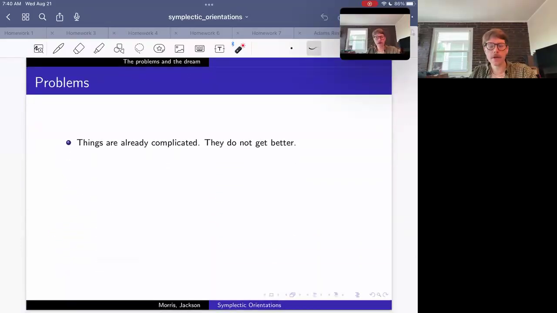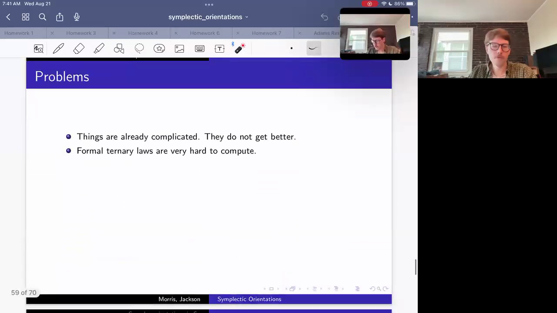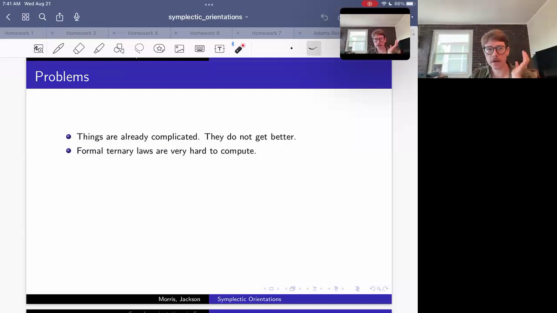So the problem is that things are complicated and they don't get any better. Formal ternary laws are very hard to compute. If you hand me a symplectically oriented spectrum, it's really hard to determine what the formal ternary laws of this thing are. There's a way to try to compute this using Buchstaber's what are called 2-groups, but it's unclear how to do them in general. We've determined them for the pullbacks of GL-oriented spectra to SP-oriented spectra, and we've determined the formal ternary laws for Hermitian K-theory, KQ, which makes me happy. But there's a lot of other questions that are still open here.